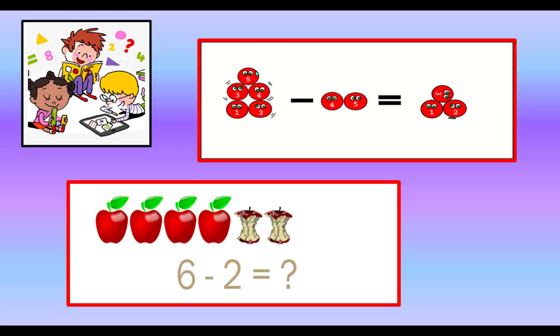Now look at this picture. There are 6 apples and 2 are eaten. So remaining apples are 4. So 6 minus 2 is equal to 4.